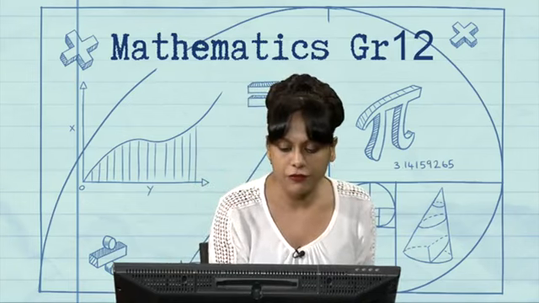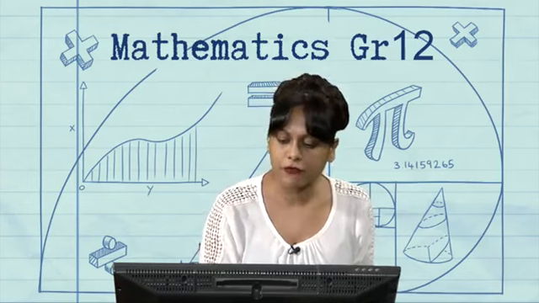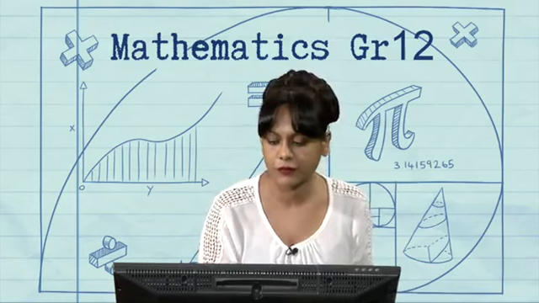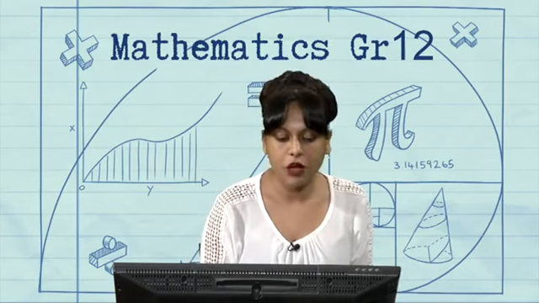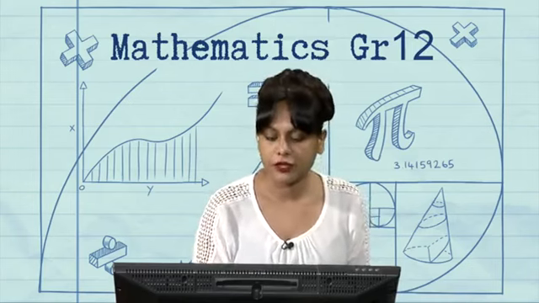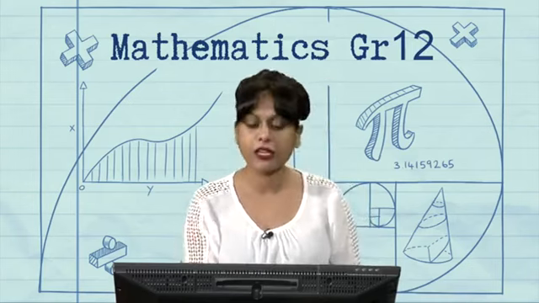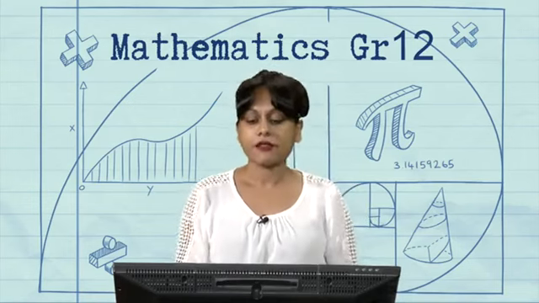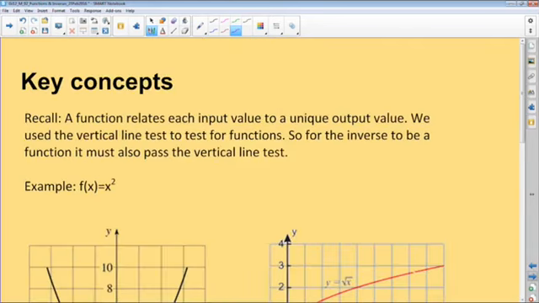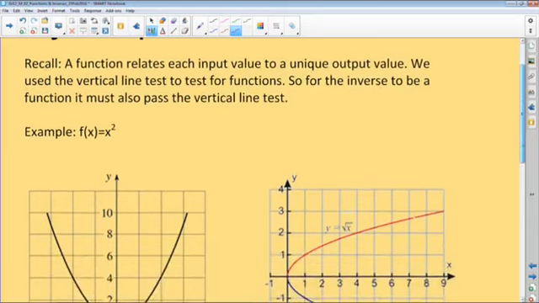So the inverse of a function may not itself be a function. So the inverse may not be a function. All right? If the inverse of a function is also a function, we then call it an inverse function. Okay, so if the inverse is actually a function, then we call it an inverse function. So don't assume that just because your original graph was a function, that the inverse will also be a function. Okay, so this leads me to this point.